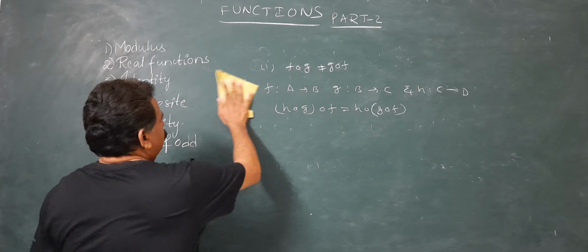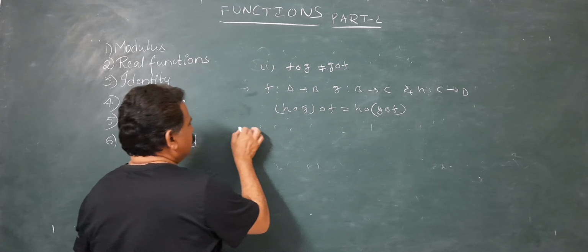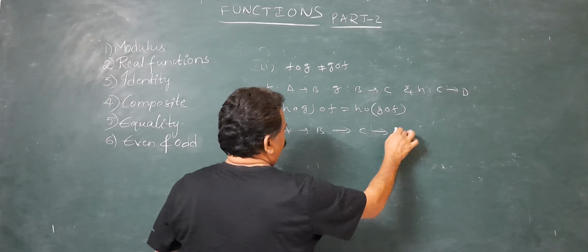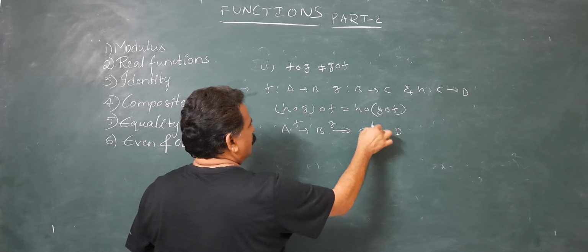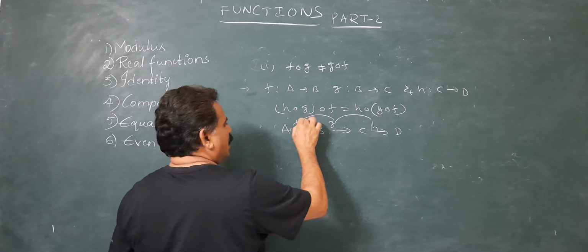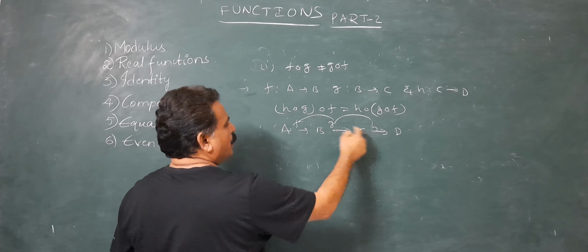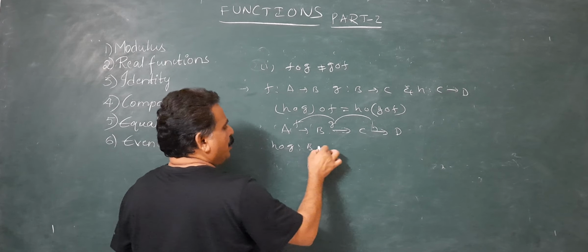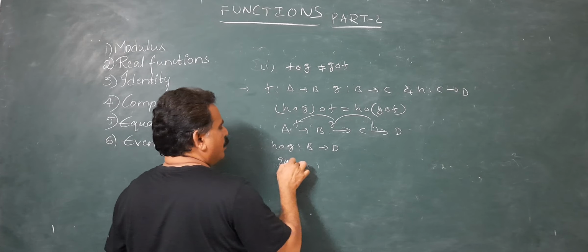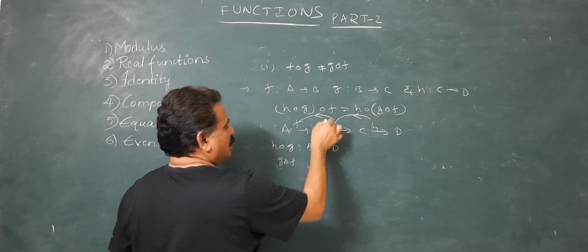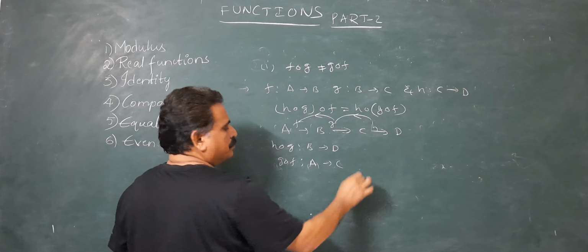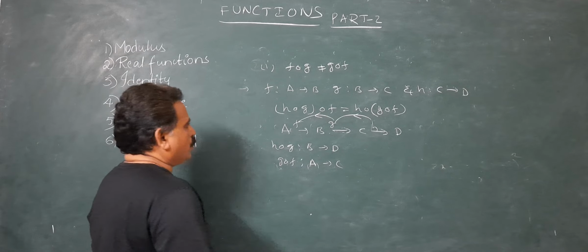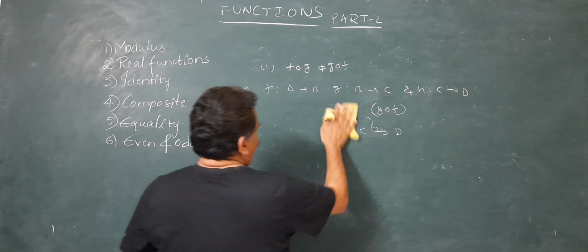Next one. If f maps from A to B, look here, the connection f, g, h: h circle g is B to D, g circle f is A to C. So h circle g maps from B to D, and g circle f maps from A to C. That is the composition of functions.